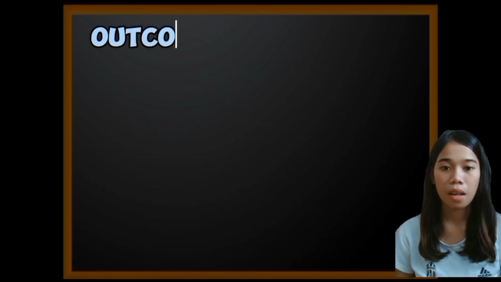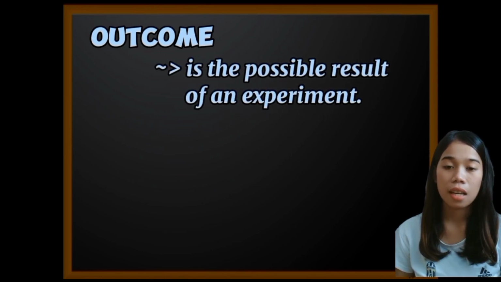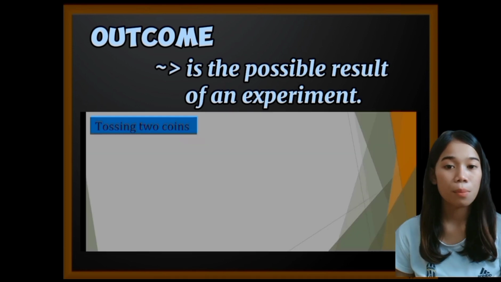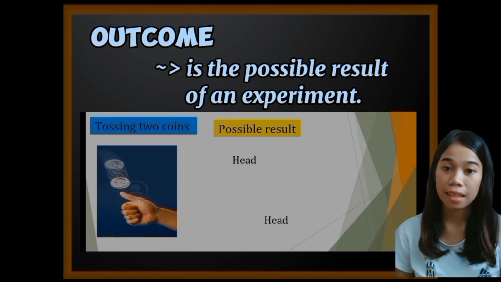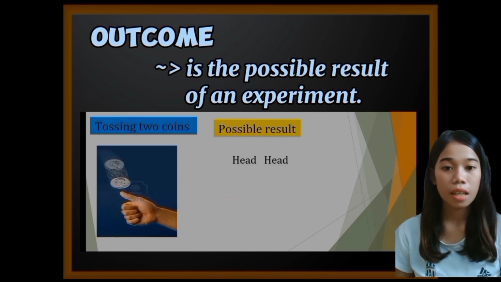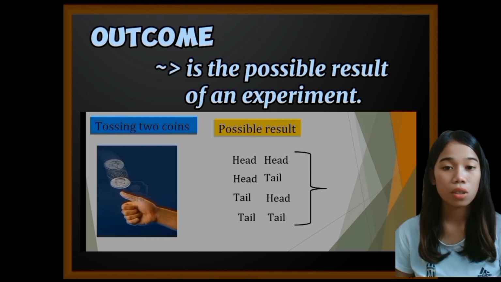Next is outcome. Outcome is a possible result of an experiment. It represents a single, specific result that can occur when a random experiment is conducted. For example, when we are tossing two coins, the possible results are head and head. It could also be head and tail, and tail and head, or tail and tail. These possible results are called outcomes.